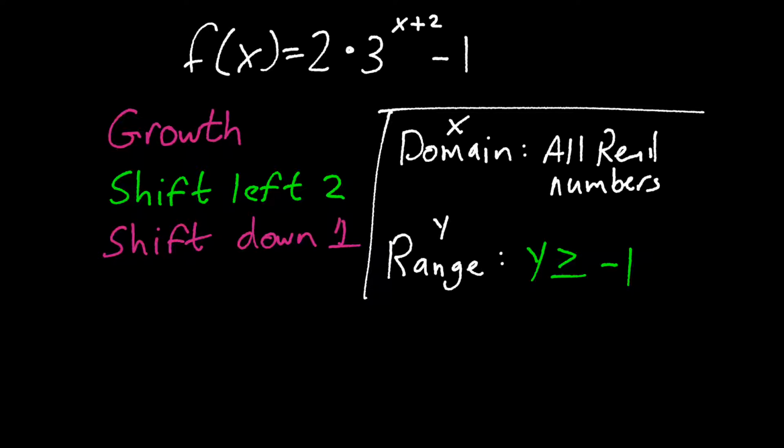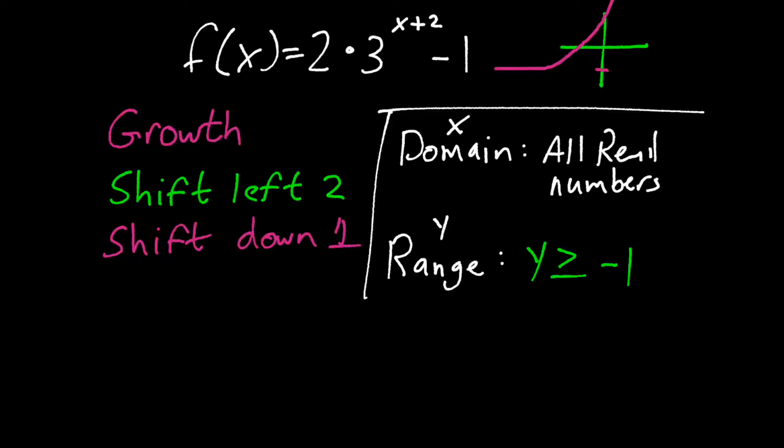Because, let's say, I'll try to do a quick little graph. We have our axes right here. This negative 1, we'll say, is right about here. And the way the graph will work is it's just going to be coasting along at negative 1 until we get to a certain point, and then it's going to start going up, up, up, up, up real fast. So that shift down tells us that y is never going to be lower than negative 1, which means we have to say y is greater than or equal to negative 1.